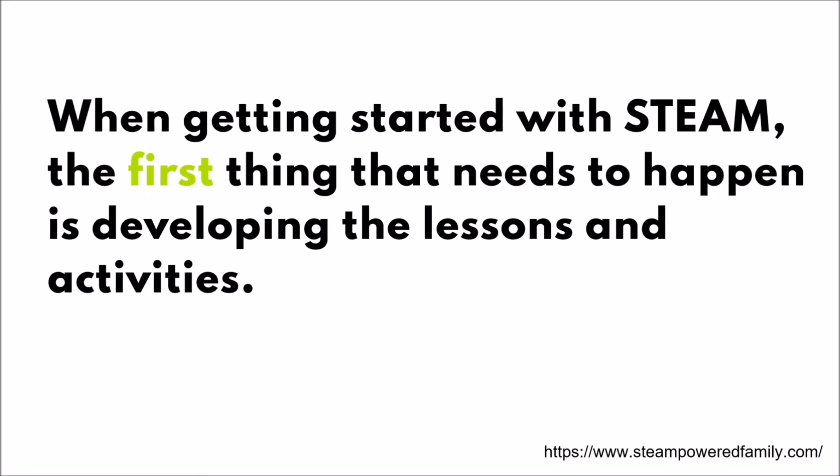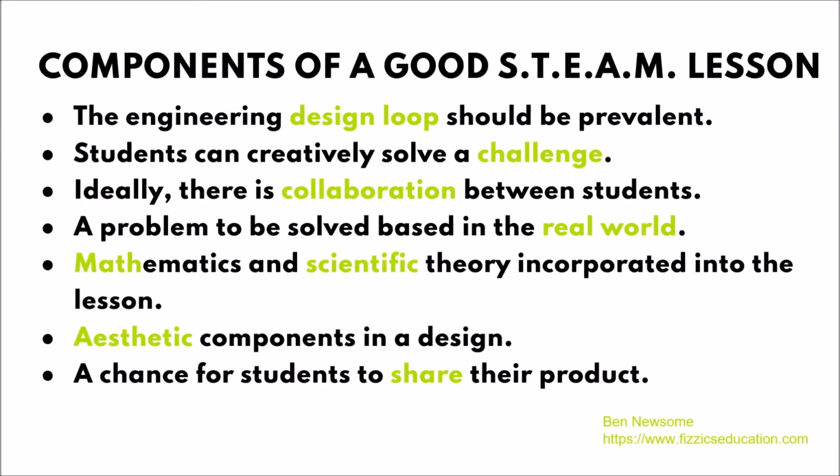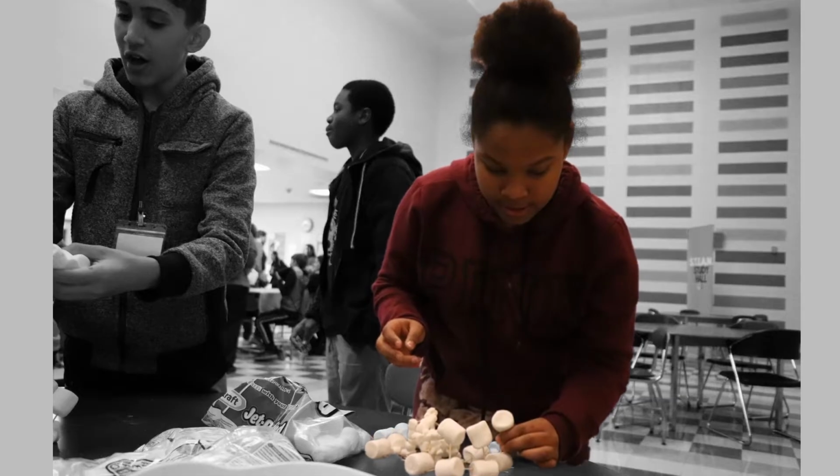When getting started with STEAM, the first thing that needs to happen is the development of lessons and activities. Components of a good STEAM lesson. The engineering design loop should be prevalent. Students can creatively solve a challenge. Ideally, there is collaboration between students. A problem to be solved in the real world.